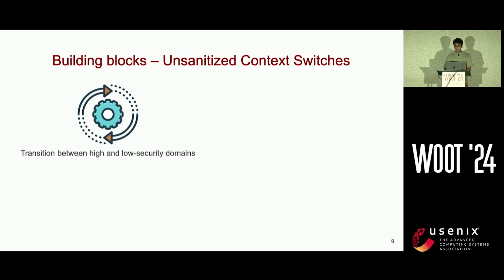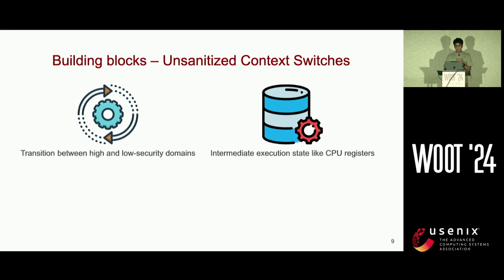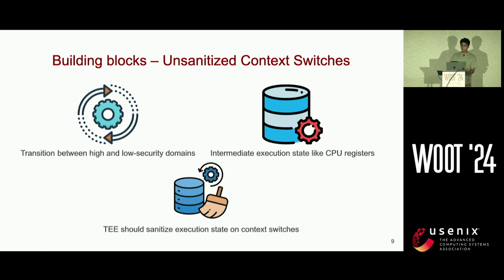Context switches occur when the process transitions between high and low security domains. When context switches, a lot of intermediate execution states such as the CPU and peripheral registers, program stack and RAM contents remain unsanitized. As such, it is important that TEEs sanitize the execution state on all context switches, which is something IP encapsulation does not do.